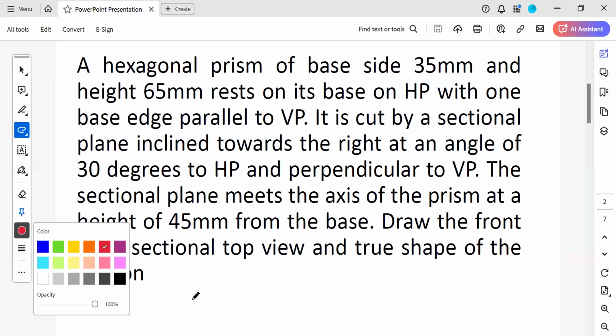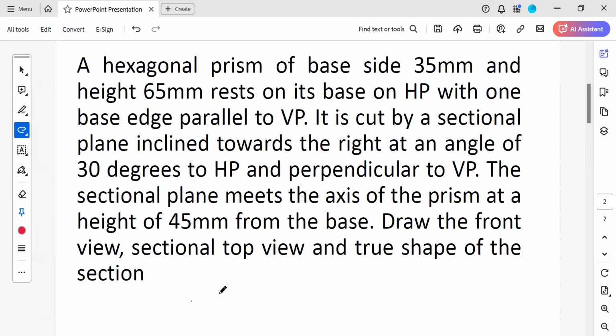The problem is a hexagonal prism. Base is 35 mm and height is 65 mm. So listen to this key point: it rests on its base on HP. That is the important thing. Based on this, we can understand that when it is on HP, the base will be parallel to HP.